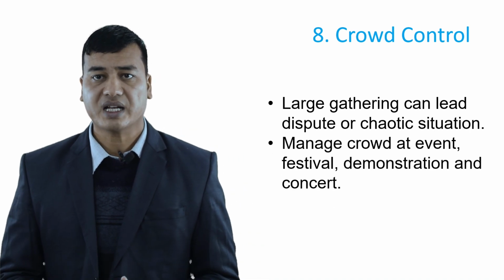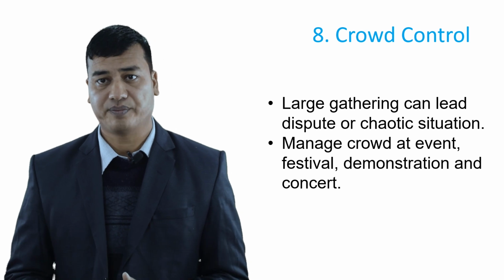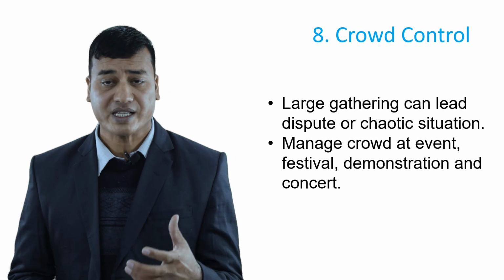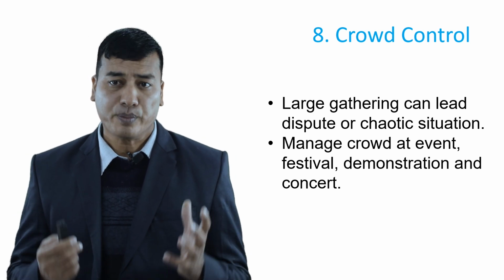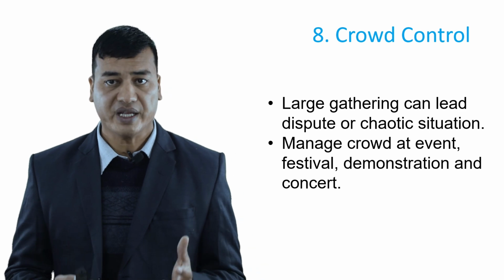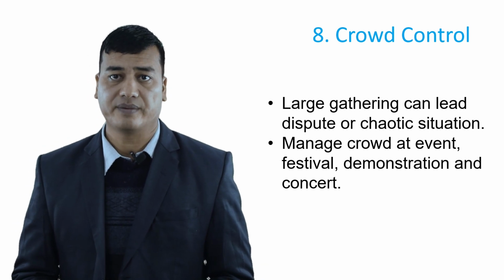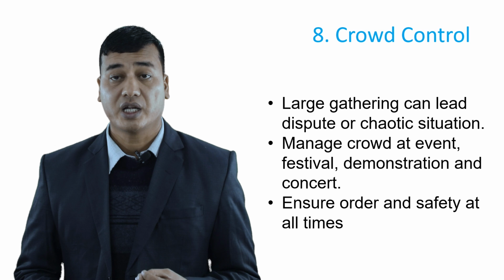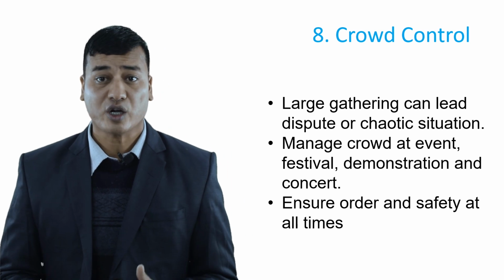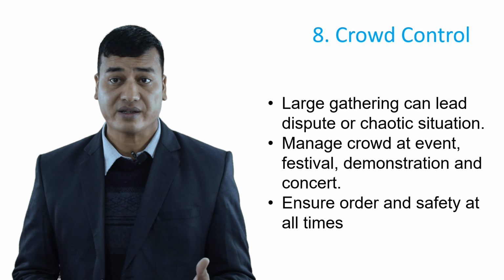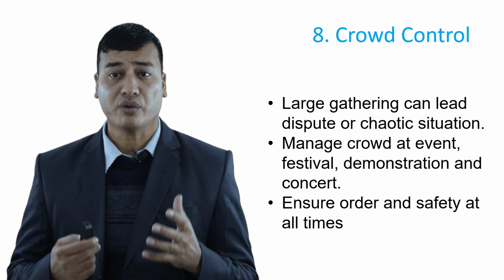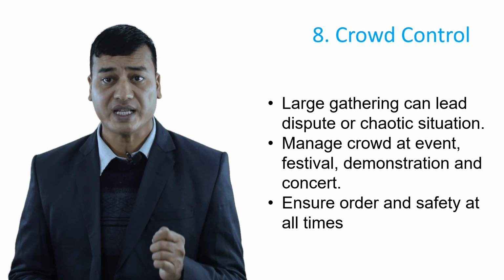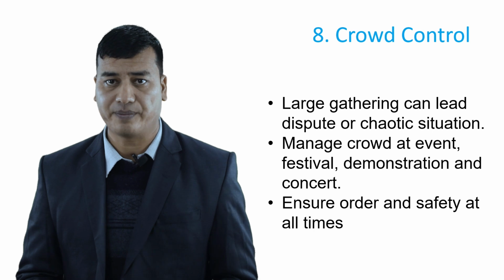Manage crowds at events like festivals, demonstrations or concerts. During events like festivals or concerts, people may rush to gain access to certain locations. It is important to manage the flow of both people and vehicles to ensure everyone's safety. Ensure order and safety at all times. During the event control, you may receive updated instructions or orders from the organizer or supervisor. Make sure to follow these instructions carefully. If the situation becomes critical, prioritize your safety and move to a secure location.